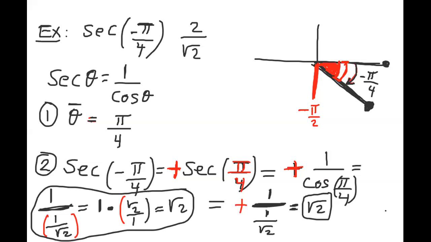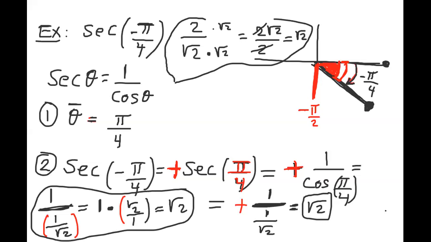Hold on one second. If I multiply both sides by the radical 2, I have 2 radical 2 over 2. The 2 with the 2 cancel, so I get radical 2. Oh, same, okay. All right, thank you. Okay, you're welcome.